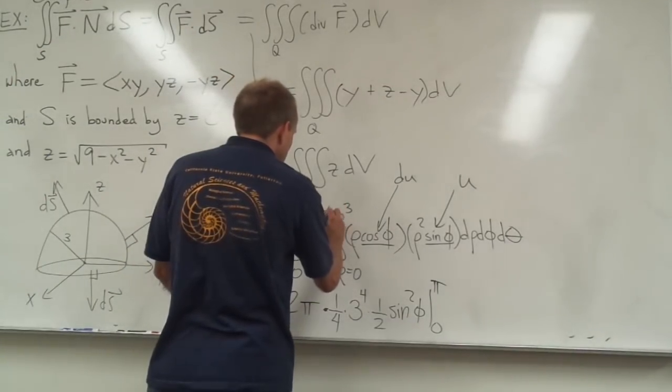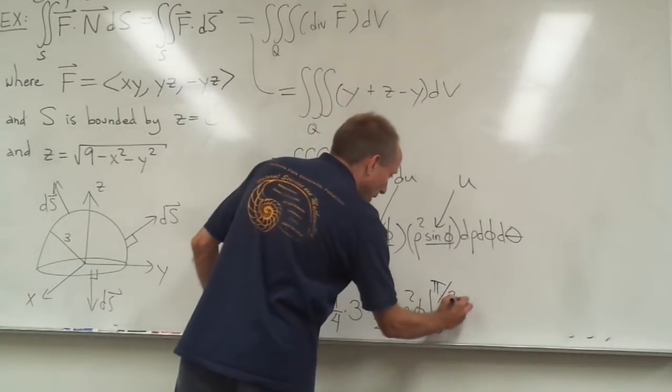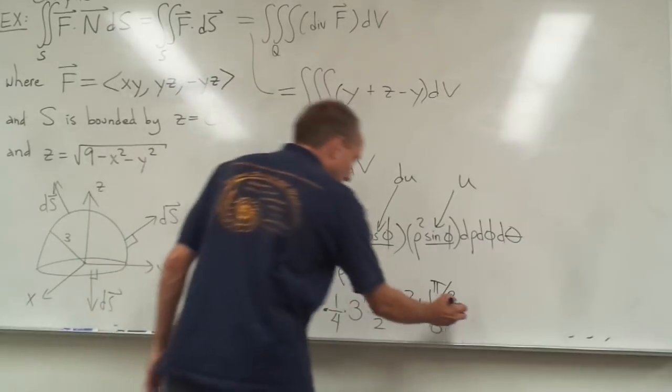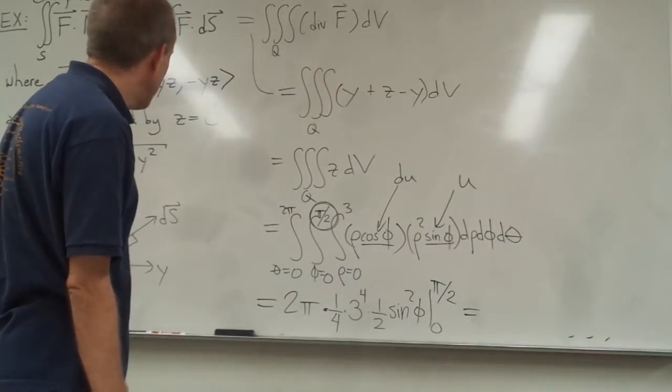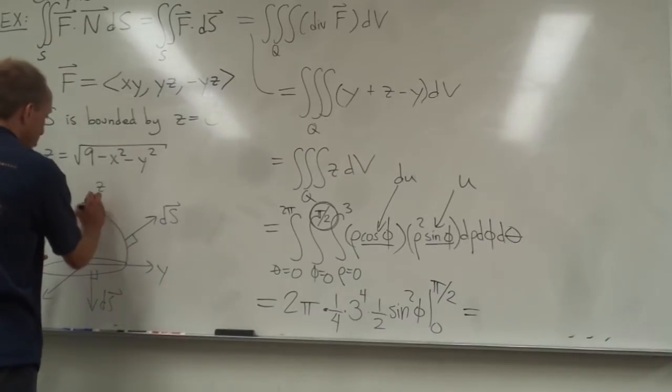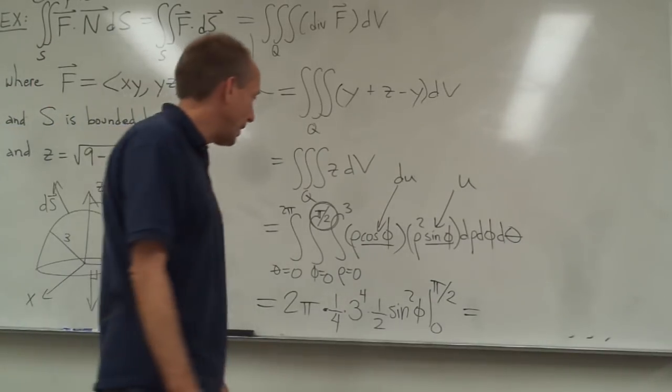I barely caught myself. That should be a pi over 2, and so this should be a pi over 2 as well. I wondered about that because I didn't think the answer was 0. All right, so we put a pi over 2 there because, remember, phi is measured down from the top, and we're only going down to the xy plane.